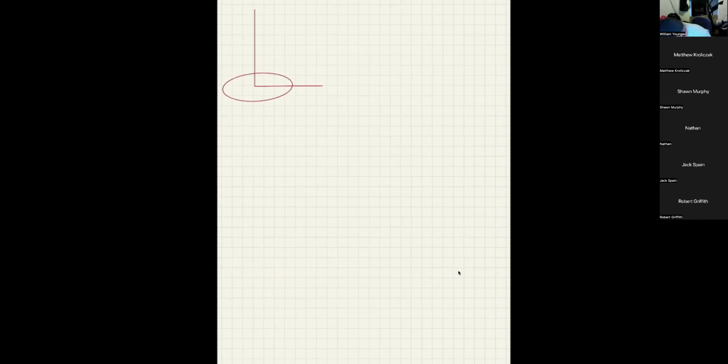That actually turned out pretty good. Okay, cool. So this is my x-axis, this is my y-axis, and this is my z-axis. And I'm going to say this is a distance Z up here, and this is the point P that I had talked about.